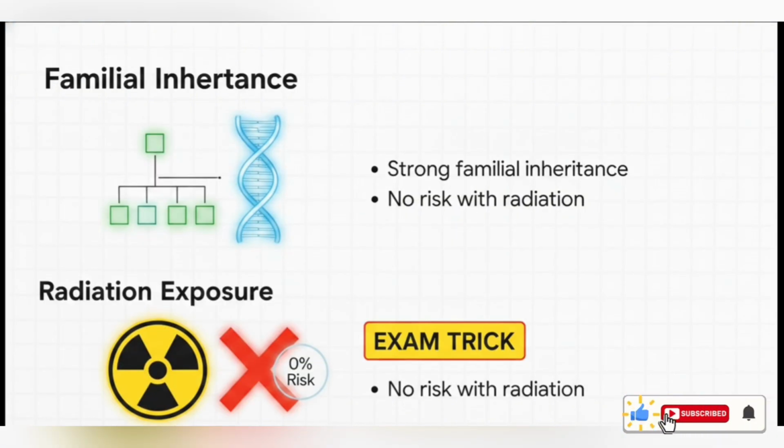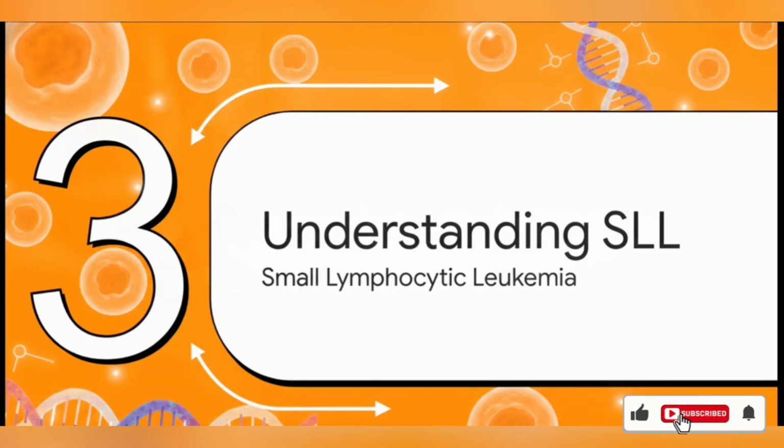Very quickly on the etiology, just remember two major things. Number 1, there's a strong familial inheritance pattern. And number 2, ये हमेशा options में trick करने के लिए आता है. There is absolutely zero risk associated with radiation. कोई risk नहीं. So if you see radiation as a risk factor for CLL in an MCQ, immediately rule it out. Alright, moving to Section 3, Understanding SLL Features, or Small Lymphocytic Leukemia.